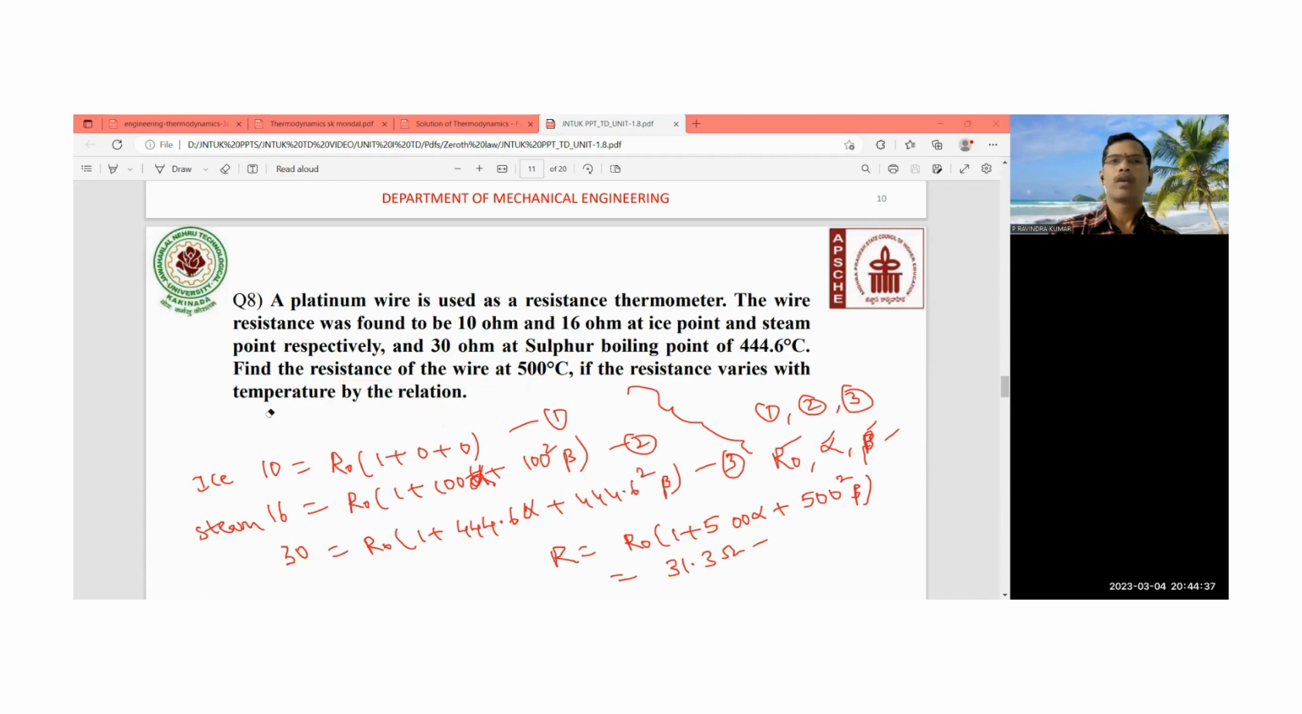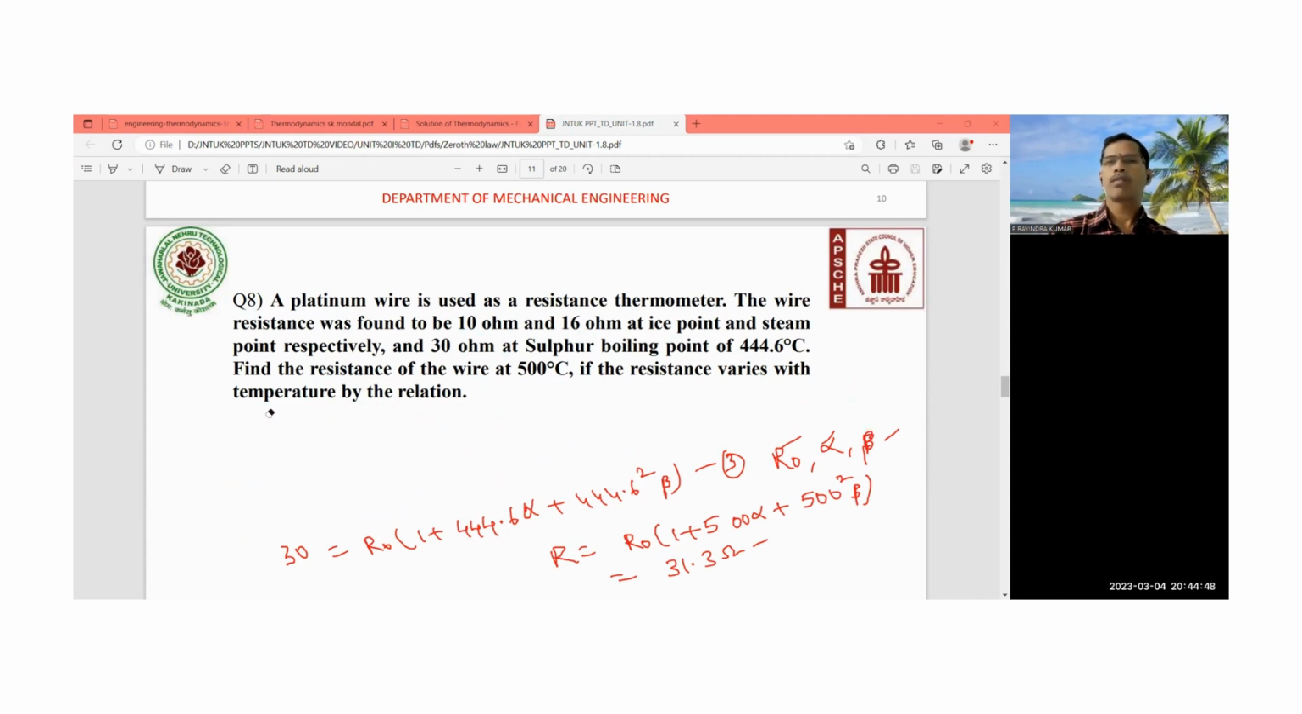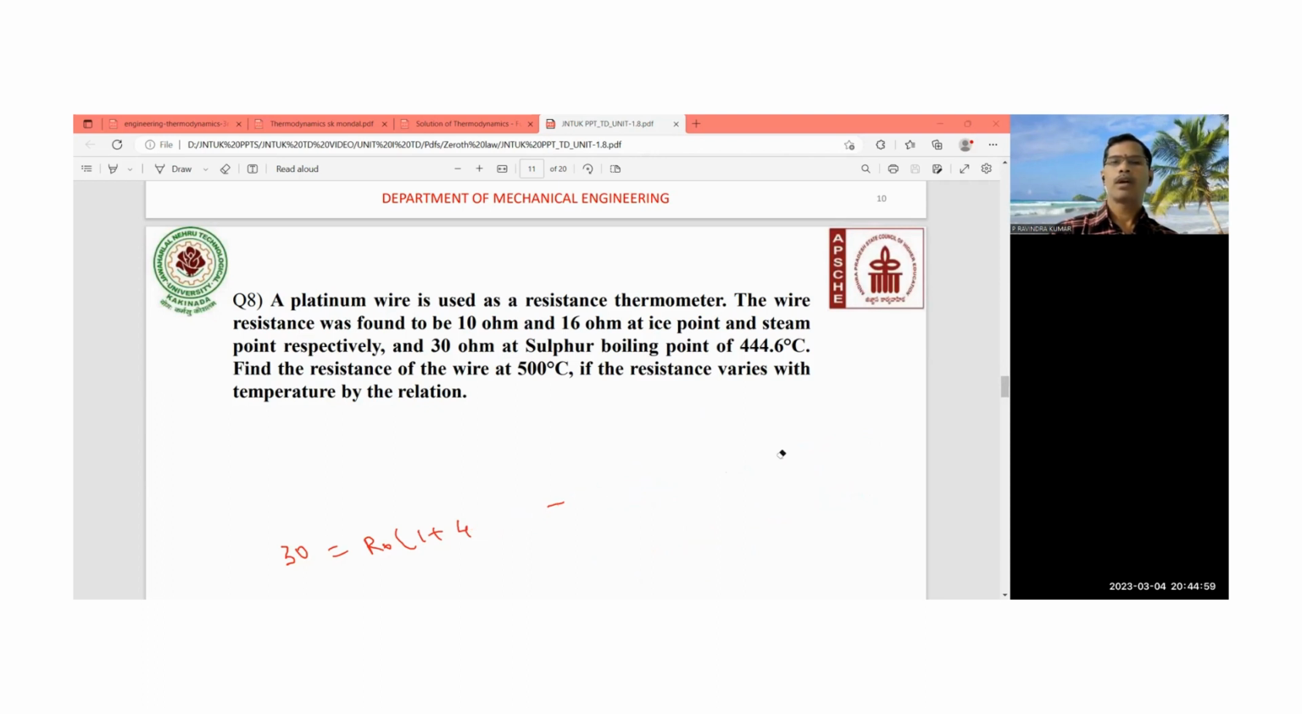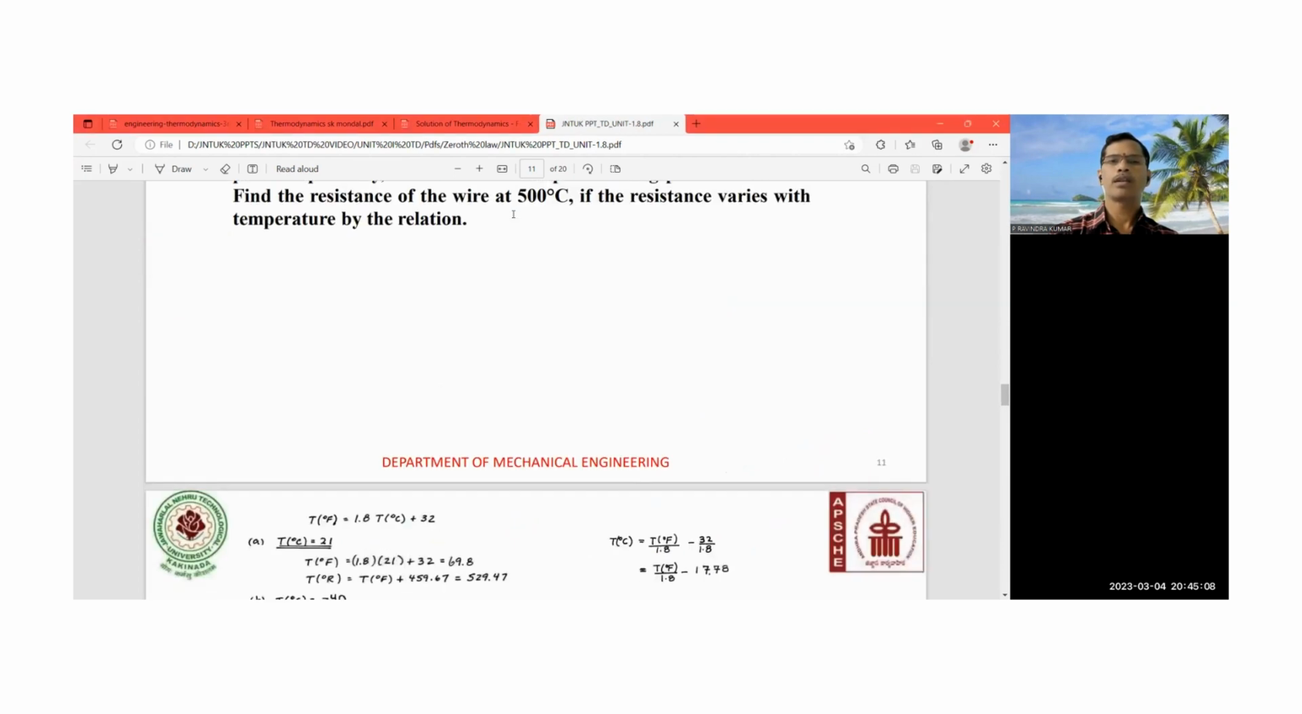So this is one problem in the zeroth law of thermodynamics. There are various temperature scales and thermometers: constant volume gas thermometer, constant pressure gas thermometer, resistance thermometer, thermocouple, digital thermometer, and Wheatstone's bridge resistance thermometer. So there are different varieties of thermometers.